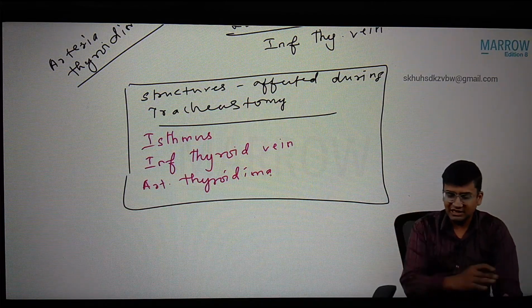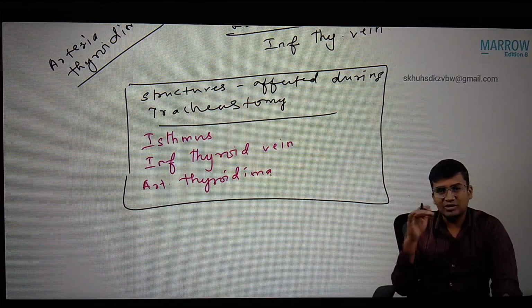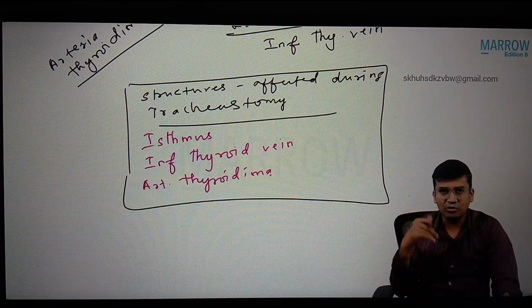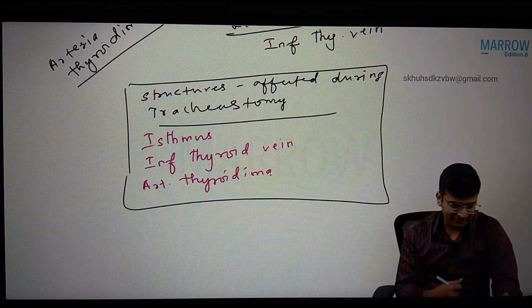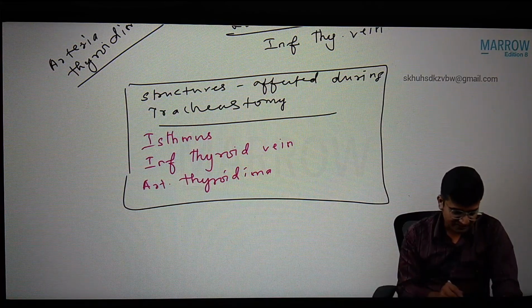That is present more on the lateral side, which is not present over the isthmus. So it is not related to the lower border of the isthmus. So the inferior thyroid artery is not affected during the tracheostomy procedure. Right, that's all about the isthmus.